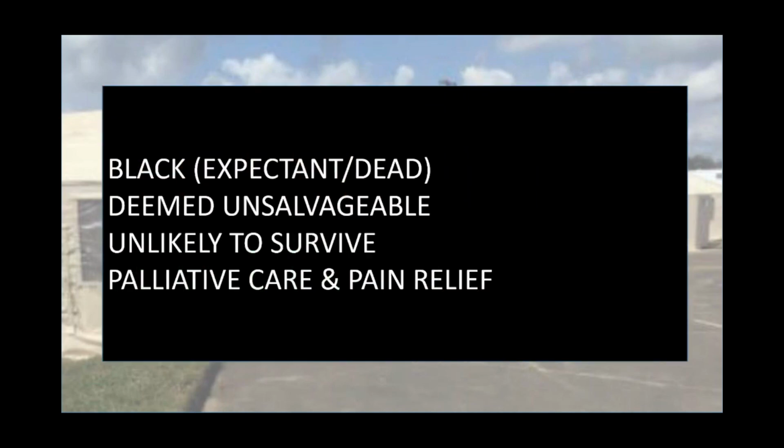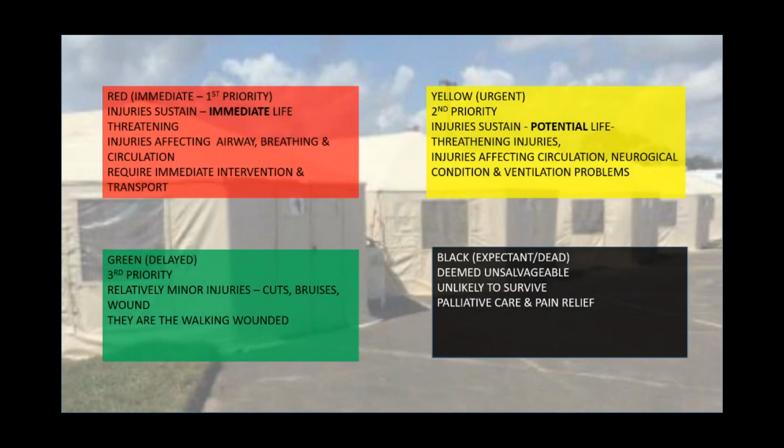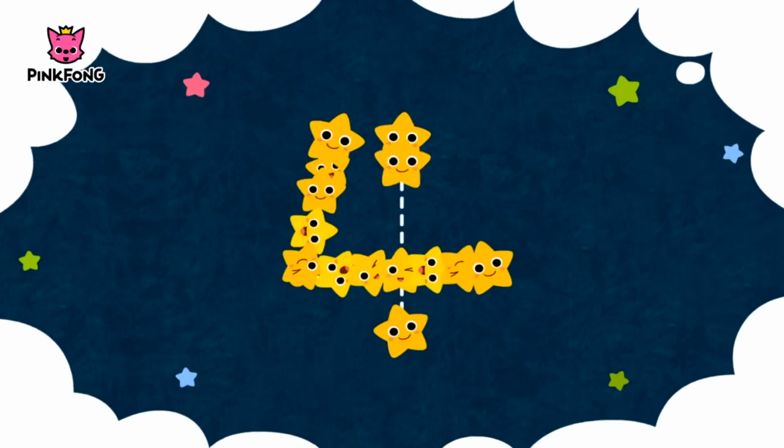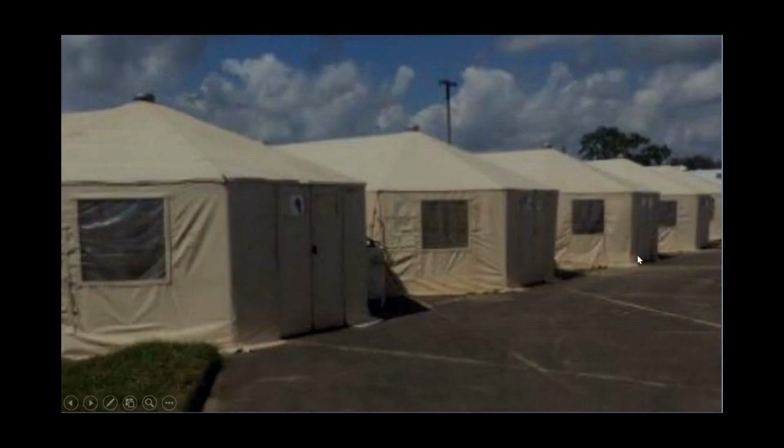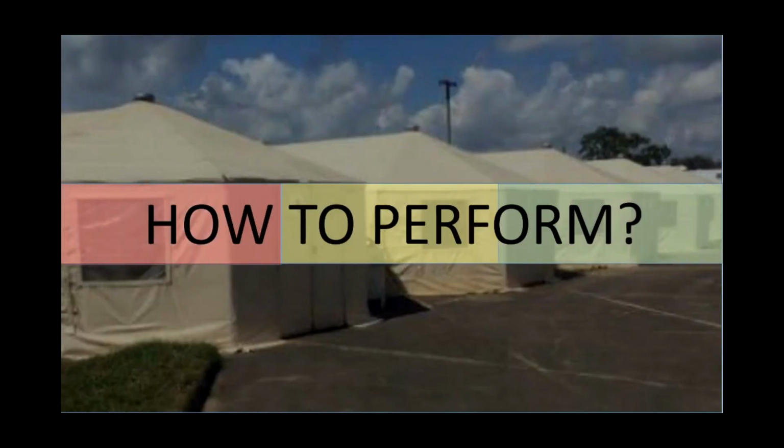Black is for victims that were dead or expectant. They are those who are deemed unsalvageable and unlikely to survive. Our aims are for palliative care and pain relief for these victims. There you have it, red, yellow, green, and black triage categories. Number 4. How to perform START triage.